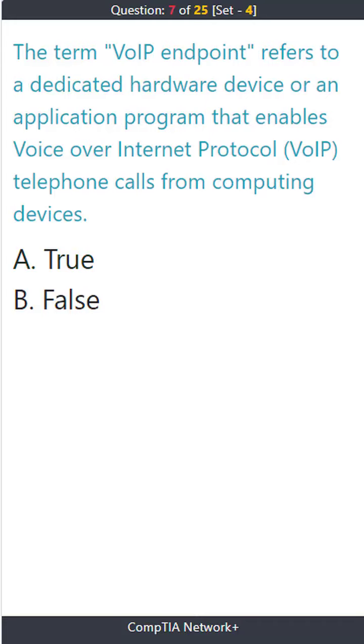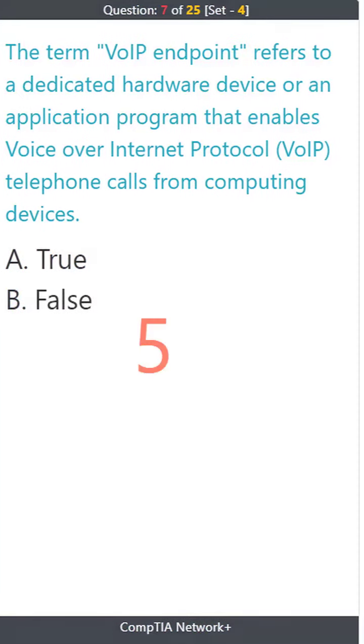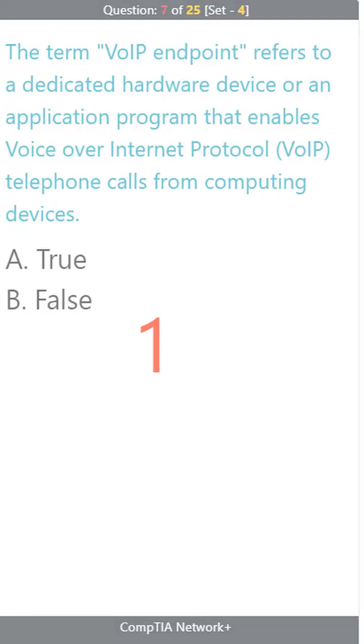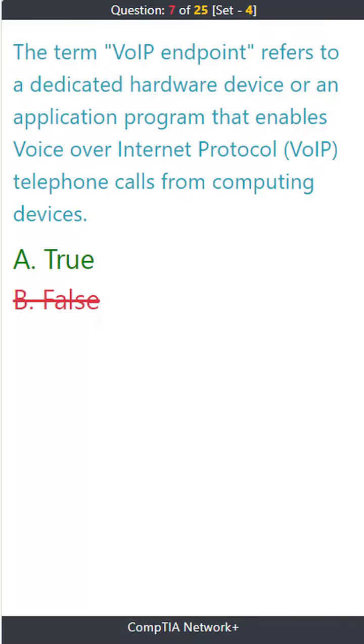Question 7. The term VoIP endpoint refers to a dedicated hardware device or an application program that enables Voice over Internet Protocol, VoIP, telephone calls from computing devices. A. True, B. False. The correct answer is A. True.